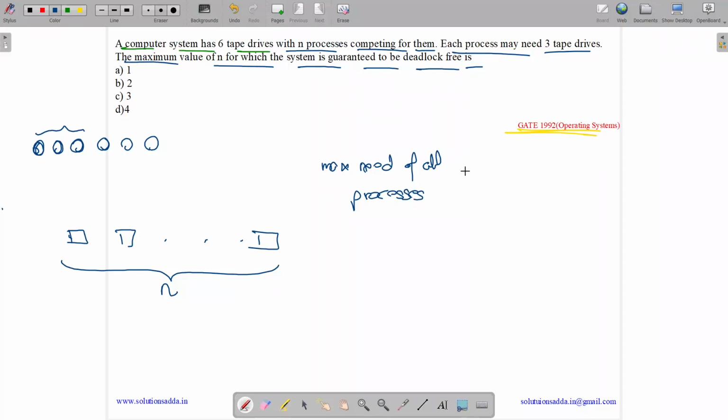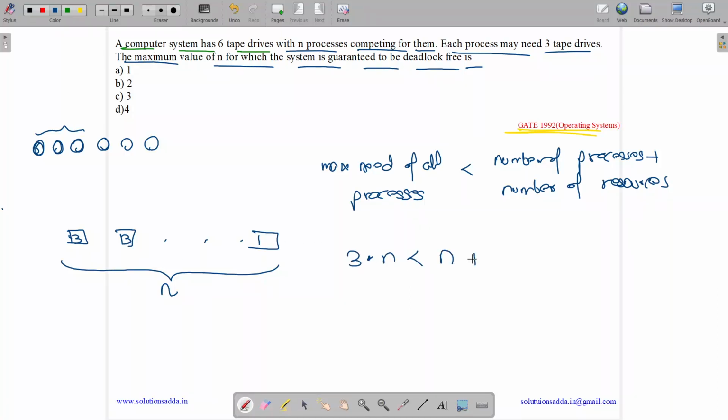For the system to be deadlock free, max need of all processes should be less than number of processes plus number of resources. Here each process has max need of 3. So max need of all processes, 3n, should be less than or equal to number of processes n plus number of resources 6. So 3n minus n should be less than 6, 2n should be less than 6, n should be less than 3. So the value of n is 2.